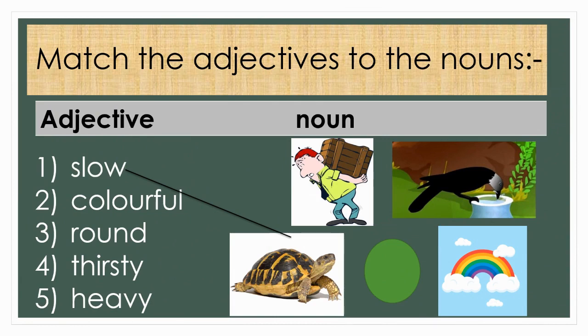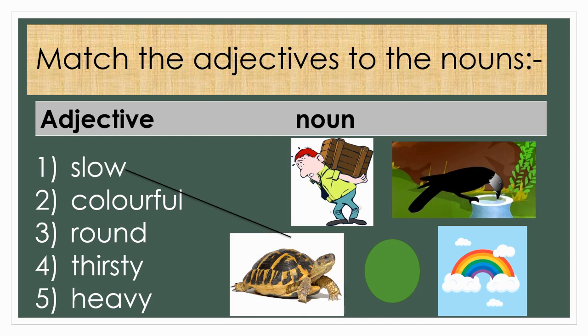Here is the next activity. Match the adjectives to the nouns. At one side you can see some adjectives are given and at the other side some pictures are given which are of nouns. So the adjectives are slow, colorful, round, thirsty and heavy. And at the other side the picture of a tortoise, a circle, rainbow, picture of a man trying to lift something, picture of a crow drinking water. So these are the pictures of nouns. You have to match the adjective with the correct noun.